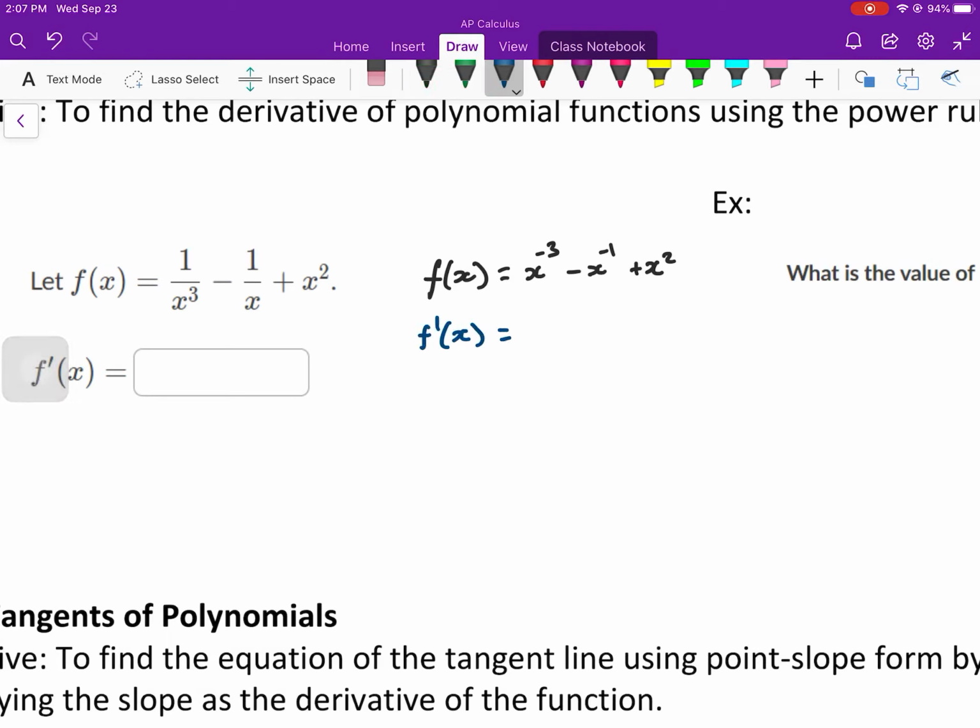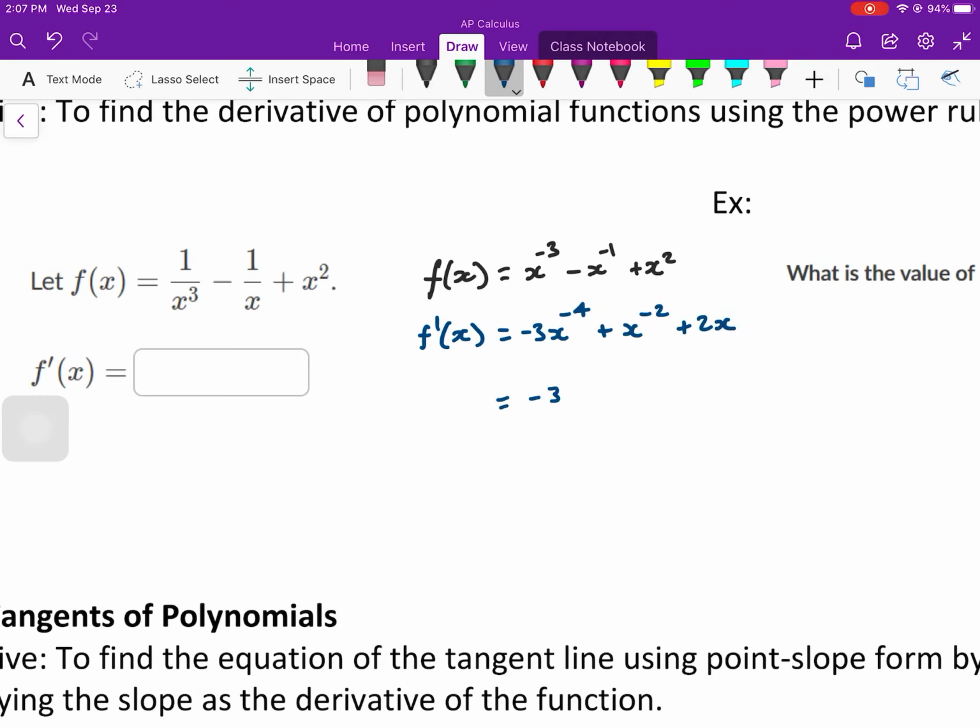So that's f prime of x now. Remember, I'm not going to put f prime until I start taking the derivative. Really important to make sure you're clear with these labels. So negative 3 minus 1 is negative 4. Then plus x to the negative 2 plus 2x to the 1.